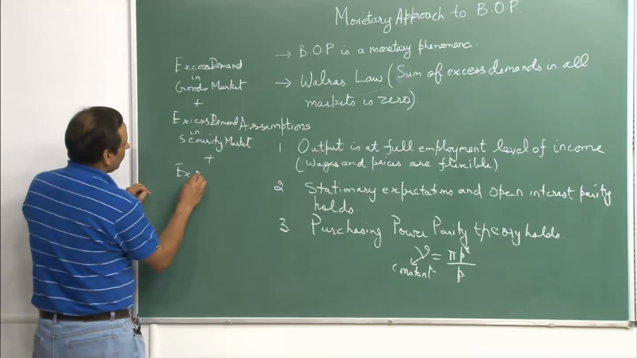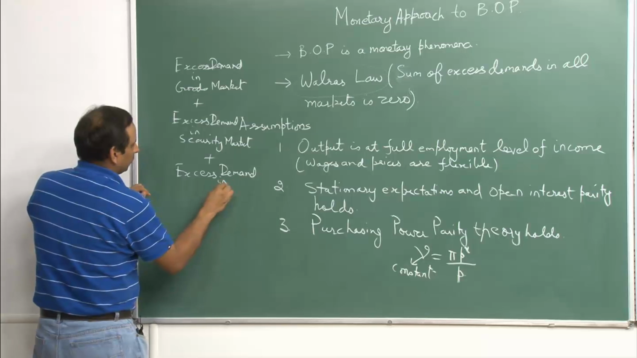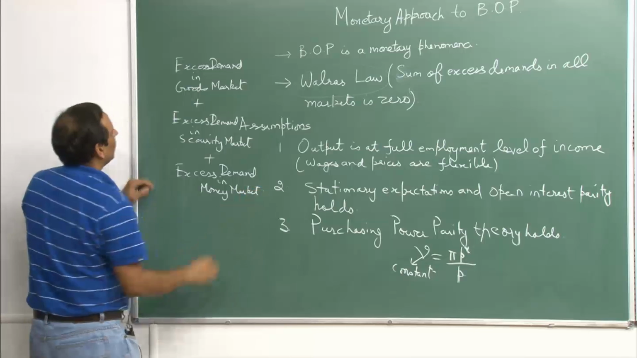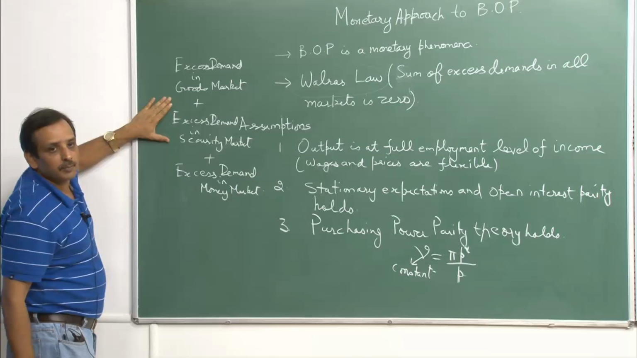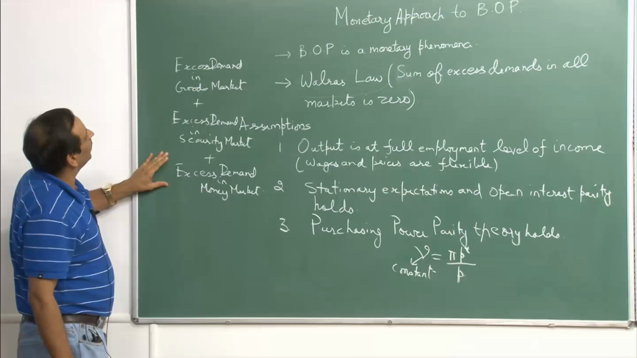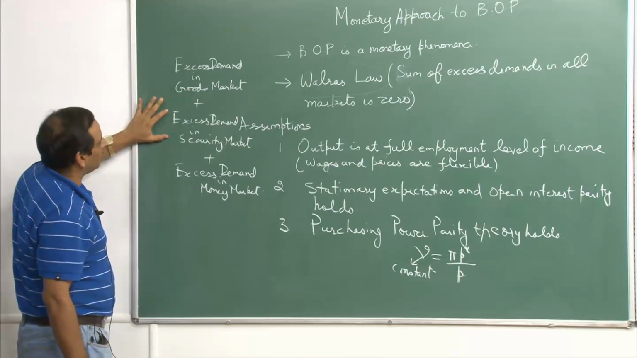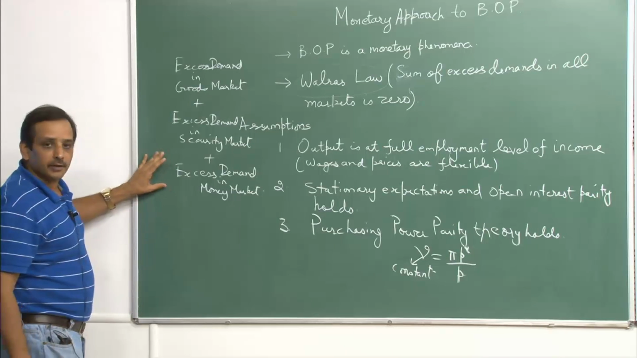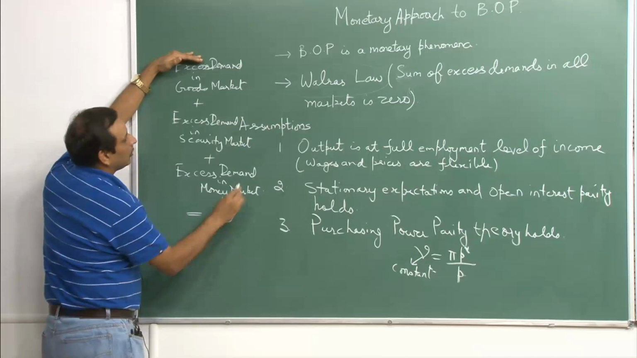Or if you have a surplus in the goods market and a surplus in the security market, then there has to be a negative figure here. Say if there is a negative excess demand in the goods market and a negative excess demand in the security market, there has to be a positive figure here, because the sum should be equal to 0 according to the Walras law.